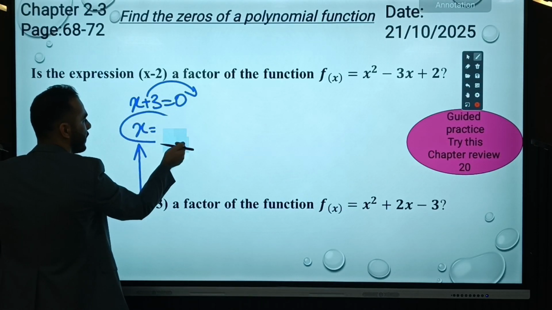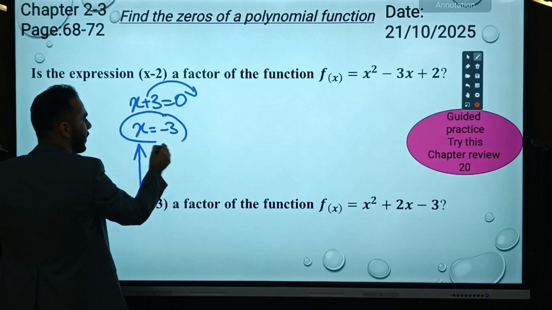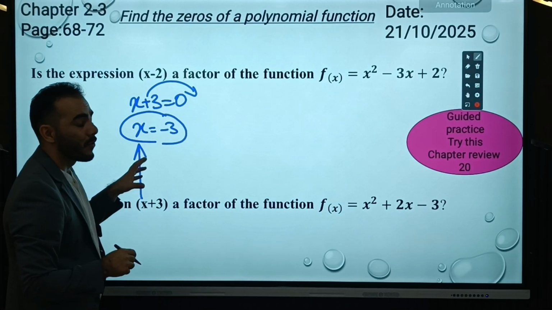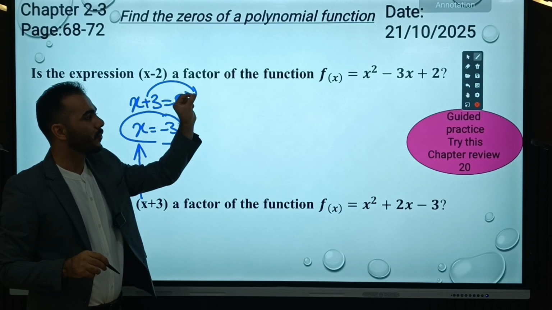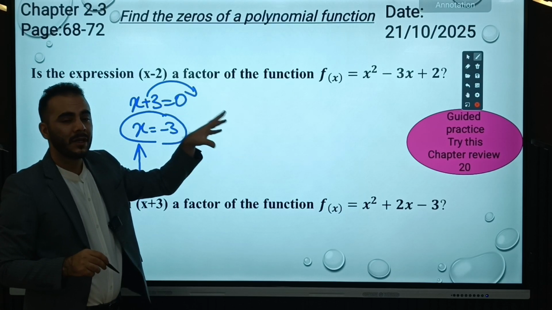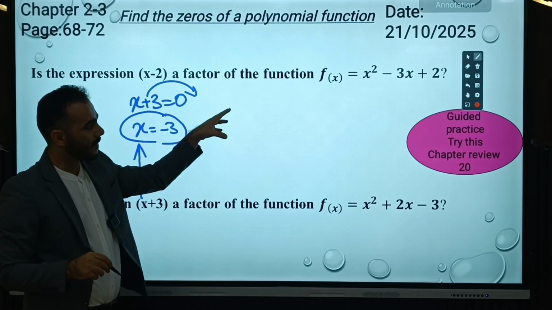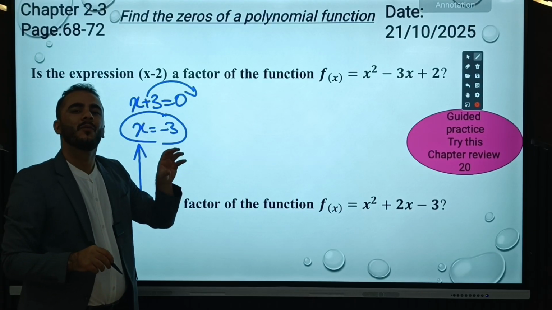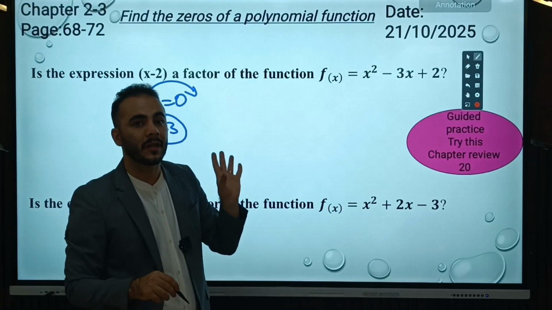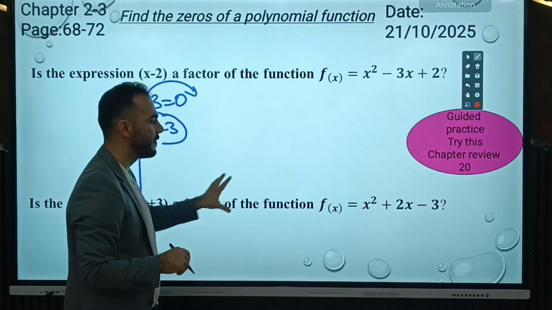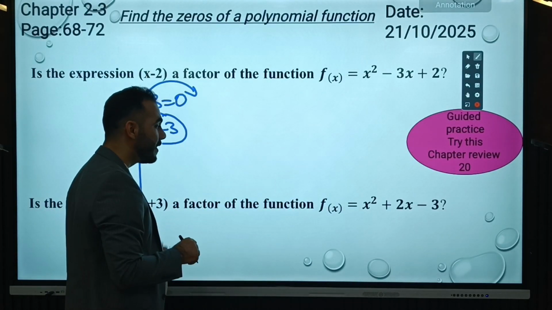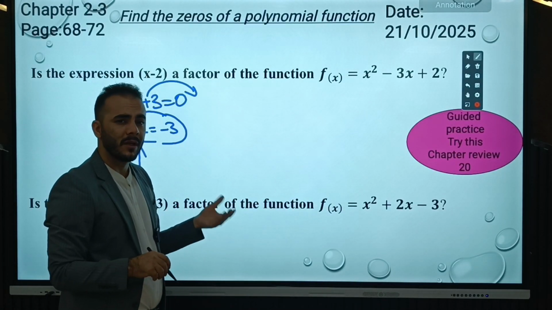So what do we need to do with this negative 3? We need to substitute it into our function in order to find out whether we will get 0 or not. If we get 0, we will say that x plus 3 is a factor of that function. If we didn't get 0 and got something else, then we cannot say that x plus 3 is a factor of this polynomial function.